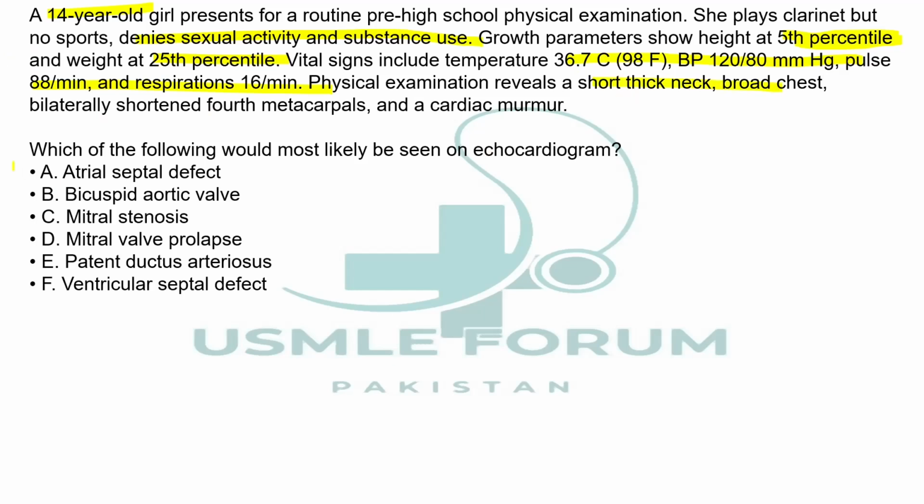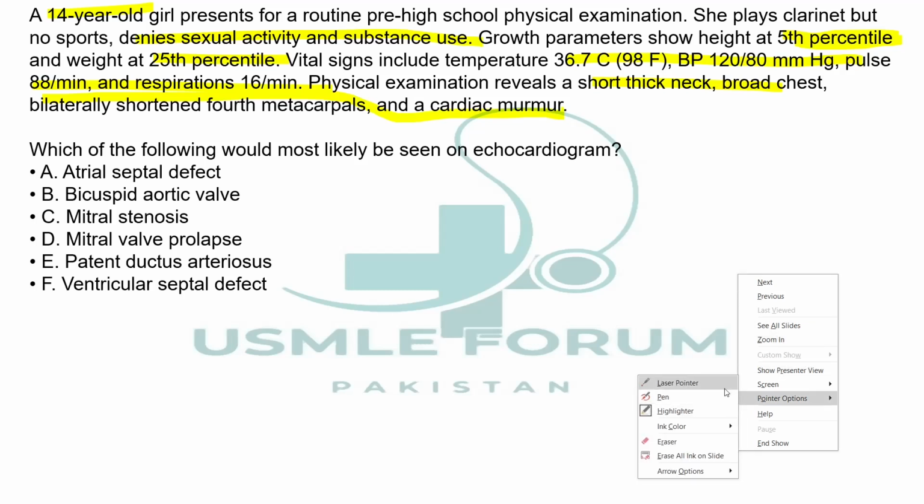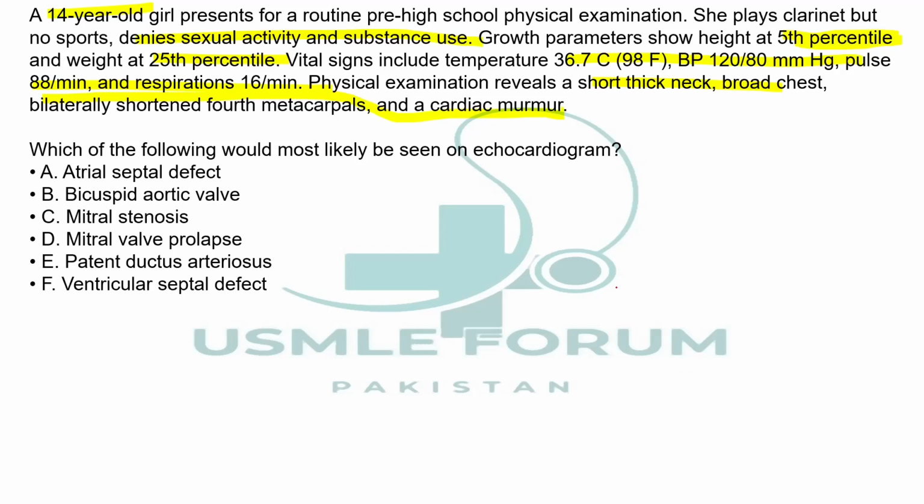Short, thick neck, broad chest, bilaterally shortened 4th metacarpals, and a cardiac murmur. This is the important part. This is the basic presentation of Turner syndrome. Turner syndrome, right?